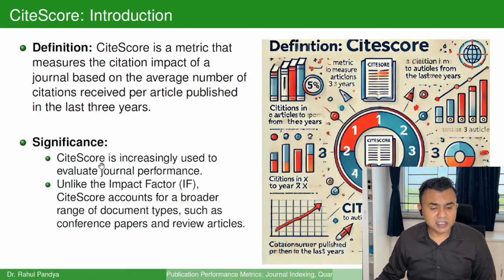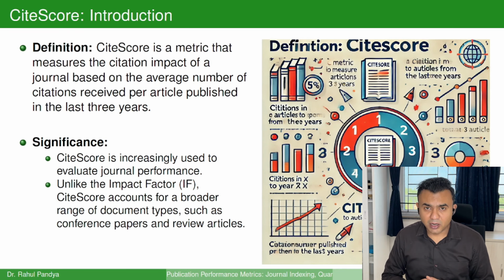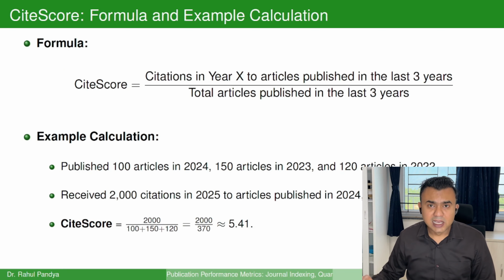Right? The significance is that CiteScore is increasingly used to evaluate journal performance compared to the impact factor. CiteScore provides a larger coverage. How, that we will discuss soon. Unlike the impact factor, CiteScore accounts for a broader range of documents, such as conference papers, books, review articles, or any other articles when it computes the score.